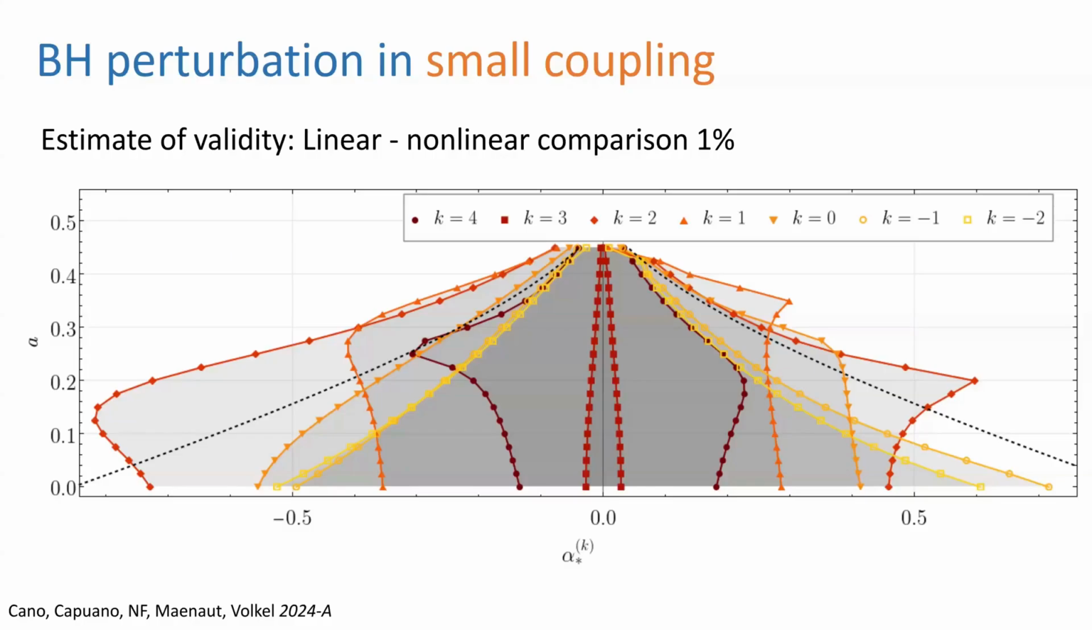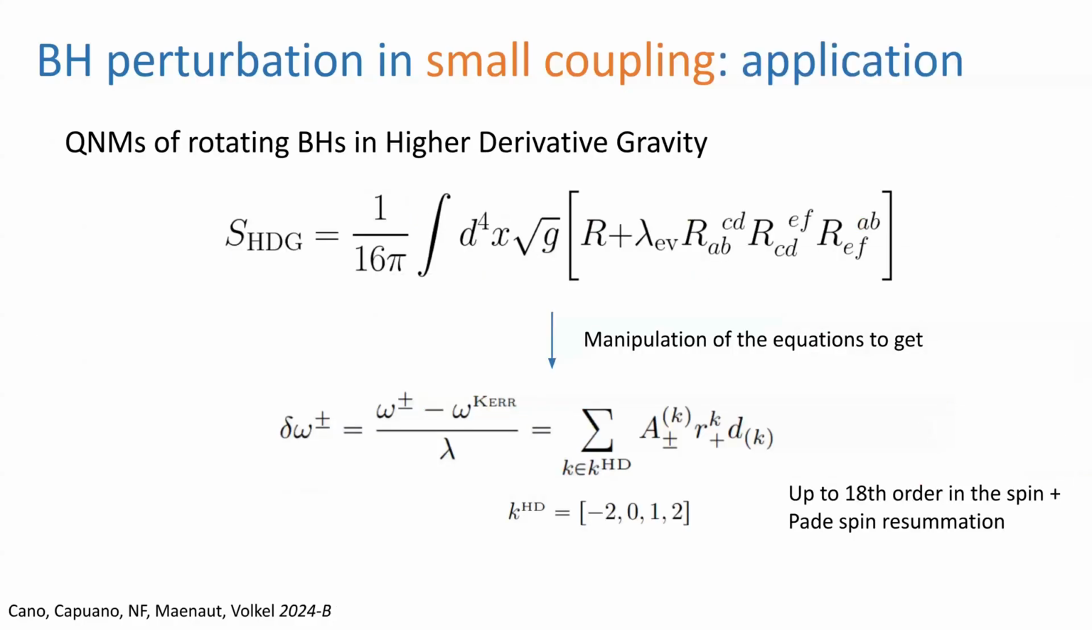This is the maximum negative value you can take for alpha 4 to have the relative difference at 1%. If you take a larger value in magnitude, the difference will be larger. If you take smaller, the difference will be smaller, and so on for all the different values of k. So this is at least telling you that if you take a larger value of alpha, you are for sure outside the region of validity of the linear expansion. Okay, and now we apply all of this to specific theories. I don't know if you have more questions.